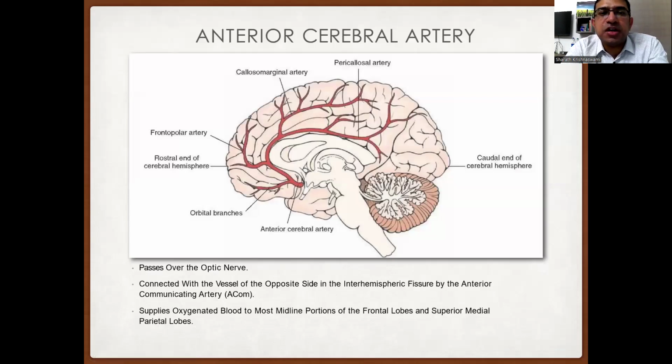Coming to the first aspect of the anterior circulation, that is the anterior cerebral artery. This passes over the optic nerve and it connects with the vessel of the opposite side by the anterior communicating artery. If you can see here, the anterior cerebral artery originates here and it divides into the callosomarginal artery and the pericallosal artery.